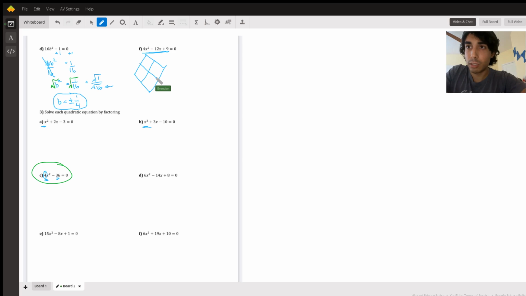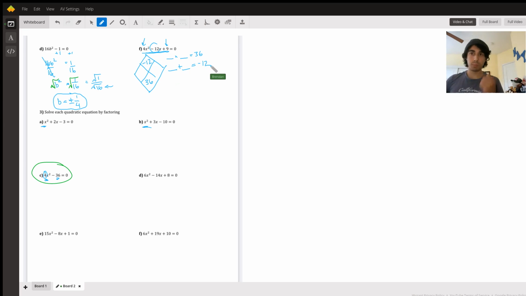And up top goes B. So that's our negative 12. Down below, it is A times C. 4 times 9 is 36. So we're looking for two numbers that multiply to 36 and add to negative 12.